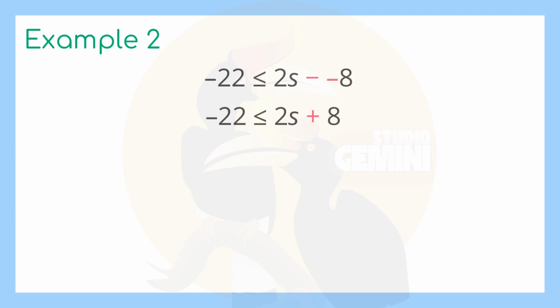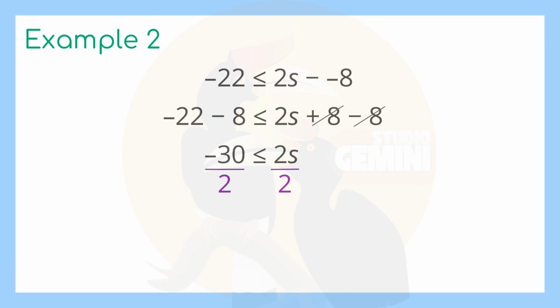Since we see plus 8, we'll need to subtract 8 on both sides to cancel it out. Simplifying on the left gives us negative 30, and on the right we're left with 2s. Now we need to divide by 2 on both sides. Since 2 is positive, we don't need to flip the inequality symbol this time.